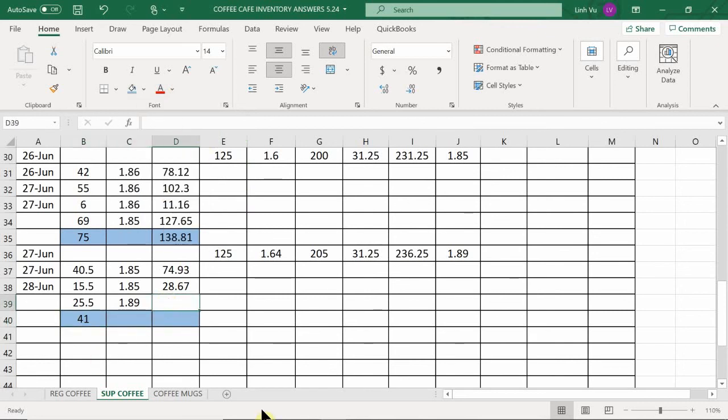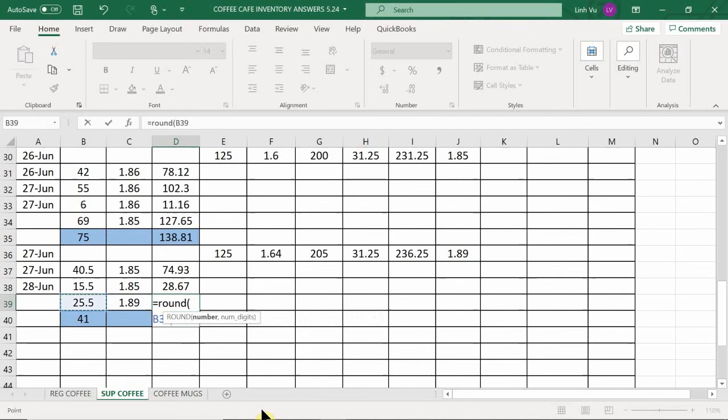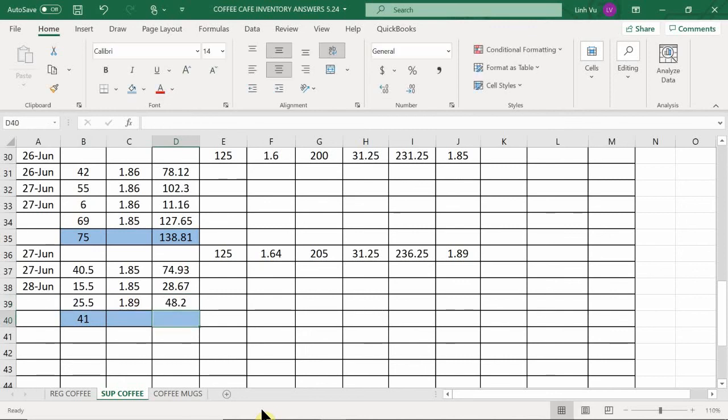Repeat that question one more time. So now we're looking for the half, right? My question to you is, if I sold 25 and a half pounds at $1.89, what is my total cost that I sold? I got 48.195. Yes, 48.195. You round that up to 48.20, right? So 48 and 20 cents.